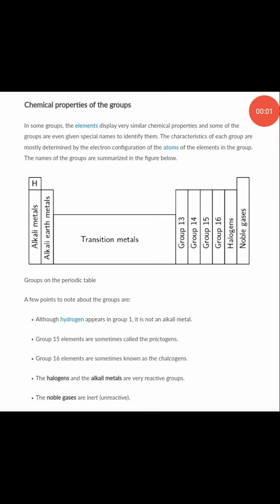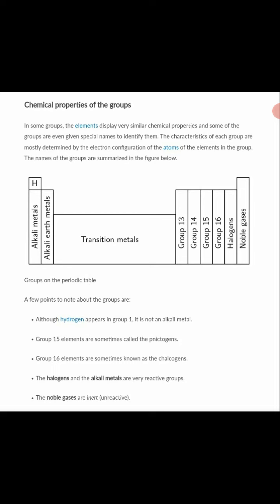Okay, now let's go over to the group. We've talked about the period. Now let's go over to the group. All right. So in some groups, the elements display very similar chemical properties, and some of the groups are even given special names to identify them.